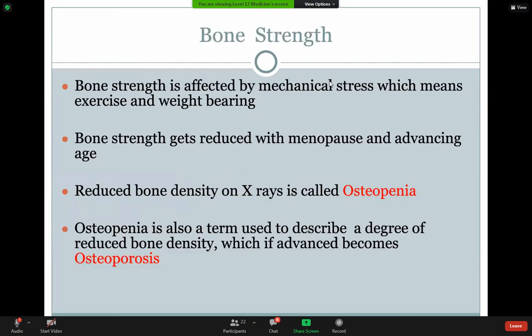Bone strength. Bone strength is affected by mechanical stress, which means exercise and weight bearing. So bone strength is reduced with menopause and advancing age. Reduced bone density on x-rays is called osteopenia. Osteopenia is also a term used to describe a degree of reduced bone density, which, when it advances, becomes osteoporosis.